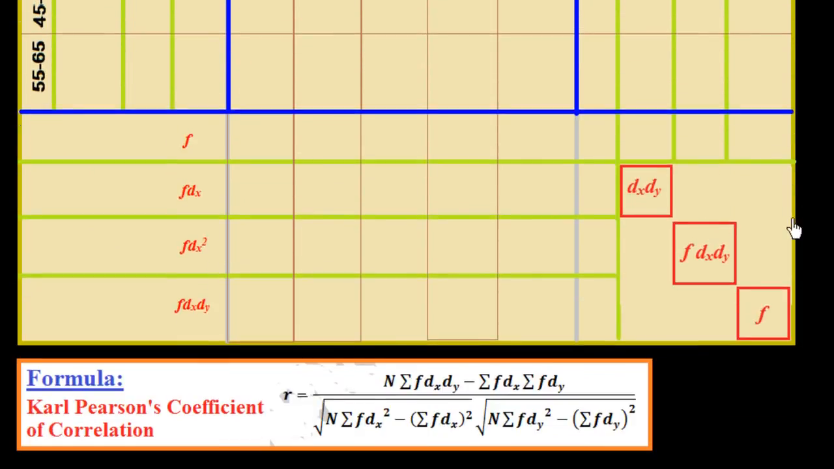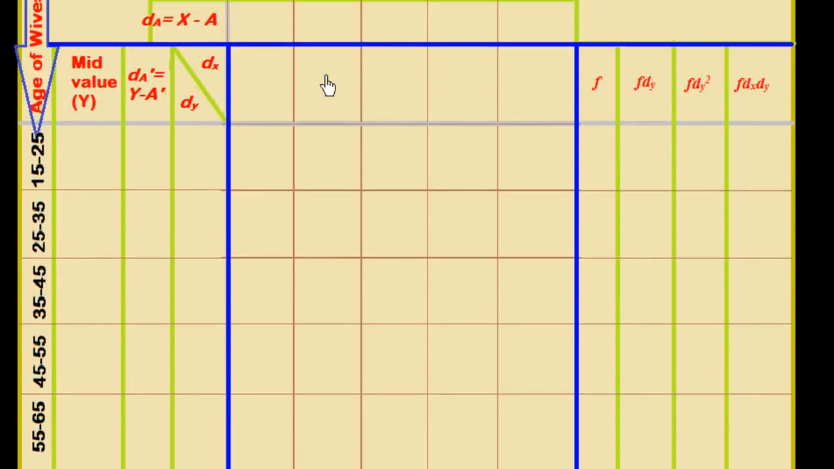So look at here, assume it is a small box, and on the left top of this box we have to write down dx into dy. The product of dx and dy we have to write down here on this position. Because we get dx here and dy here, dx into dy we have to write here on the left top of these square boxes.